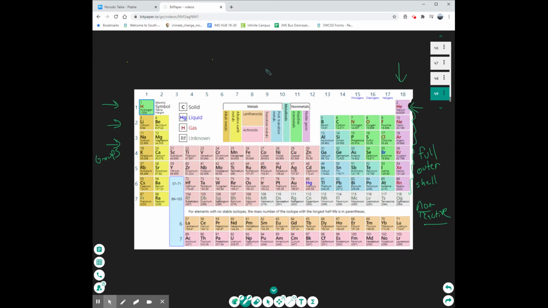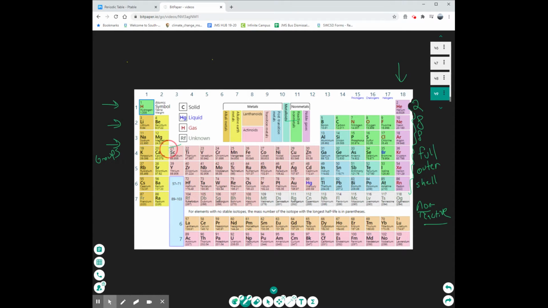Now let's look at row 2. Row number 2 has got 1, 2, 3, 4, 5, 6, 7, 8. It's got 8, right? So let's use a number here. This has got 2. This has got 8. So the outermost shell in the first period can have 2 electrons. The outermost shell in the second period can have 8 electrons. And the same thing is true for the third period. You can have 8 electrons here.